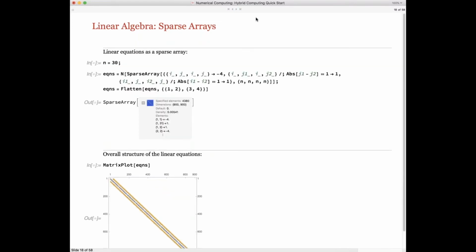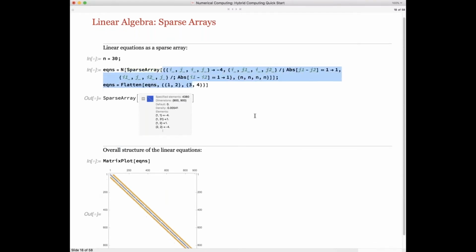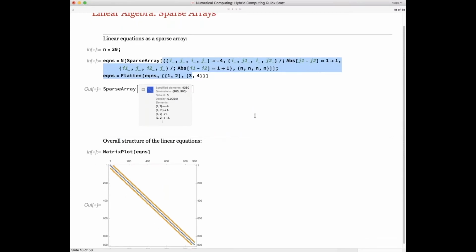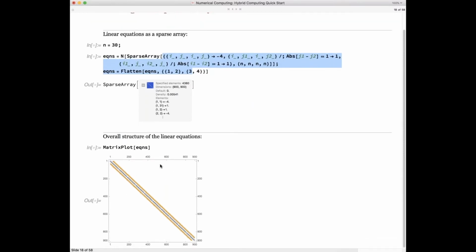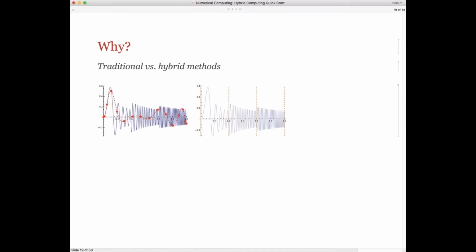Here we construct the system of linear equations corresponding to this discretized model. You can see that it is a 900 by 900 system, but only around 4,300 of the elements are non-zero. And here is a matrix plot of the overall system of the equations. With this, I conclude the quick and brief overview of some of the major functions that are heavily used in Wolfram Language when performing numerical computing.